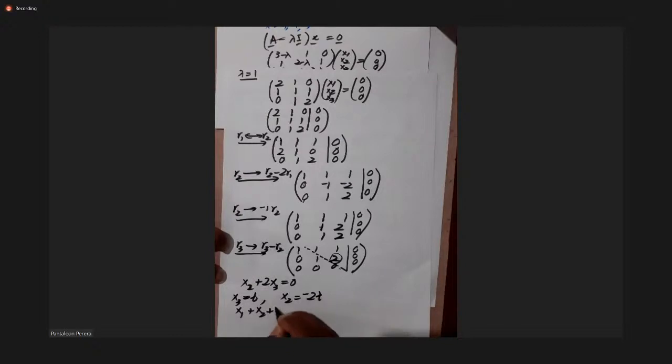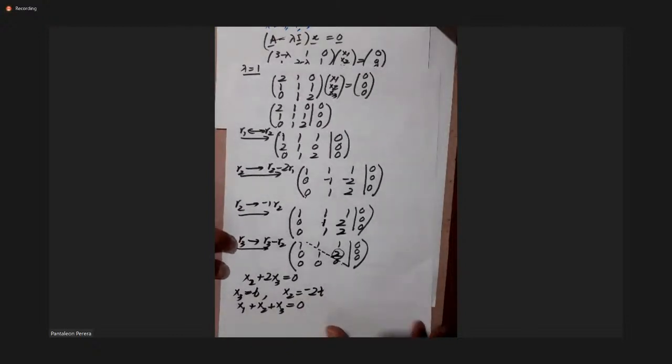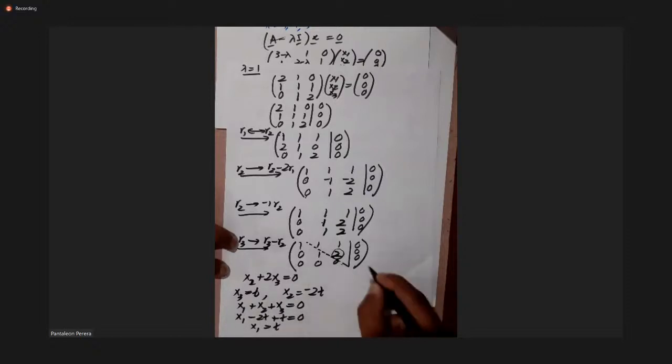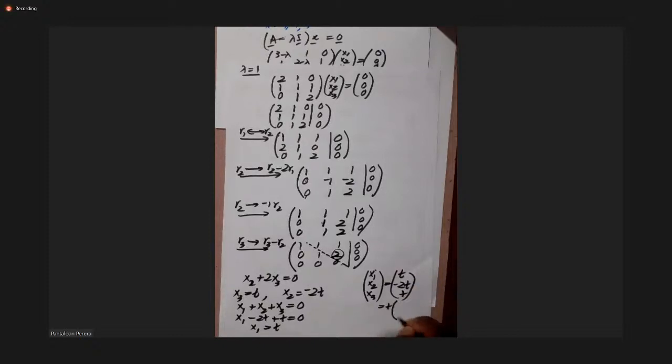x1 plus x2 plus x3 is equal to 0. So this is minus 2t plus t. So x1 is t. Now the eigenvector is, what is eigenvector? This is x1 is t, this is minus 2t, this is t. So t can be pulled out: 1, minus 2, 1.